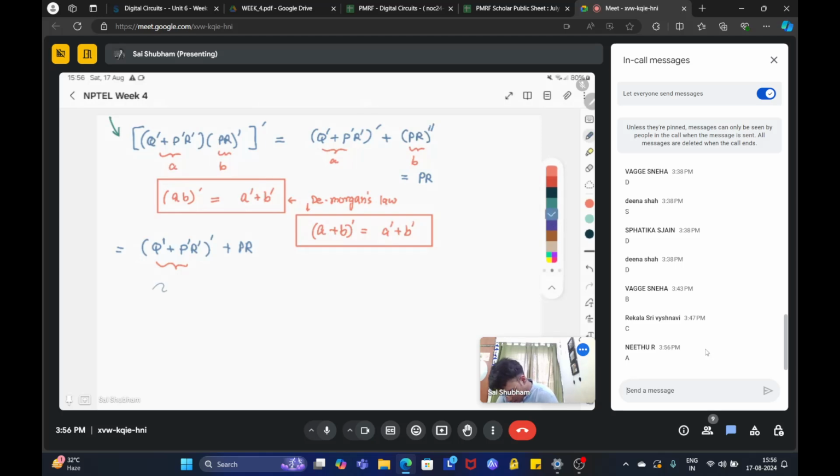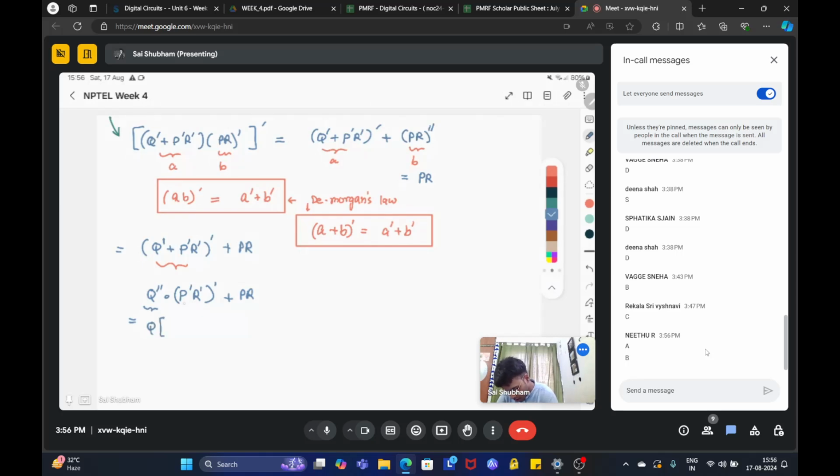So this we can write as Q bar bar dot whole bar plus PR. Now we can write as invert of the invert will be the same value. Now we can apply this formula. So it will be P bar P double bar plus R double bar plus PR. So this is Q P plus R plus PR, which is QP plus QR plus PR.